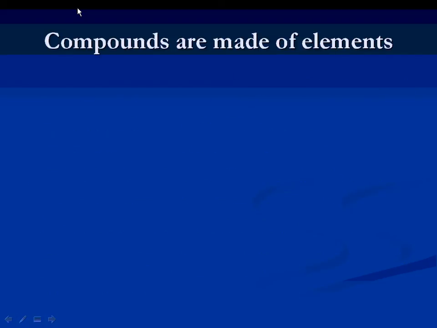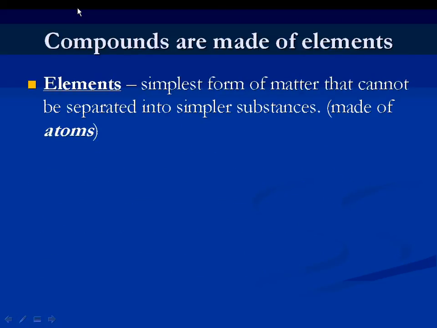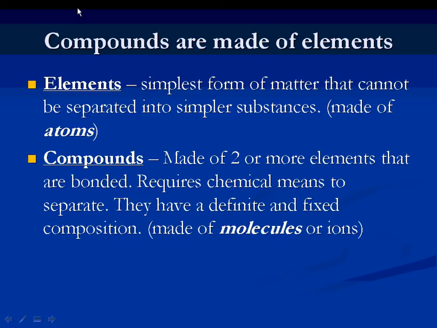All right, compounds are made of elements. An element is the simplest form of matter that can't be separated into simpler pieces. All the elements that we're going to be working with in class are on the periodic table. So you can look to the periodic table if you're unsure if something's an element. If it's on there, it's an element. If it's not, it's not. Compounds are made of two or more elements. Any substance pretty much that isn't on the periodic table is either a mixture or a compound.